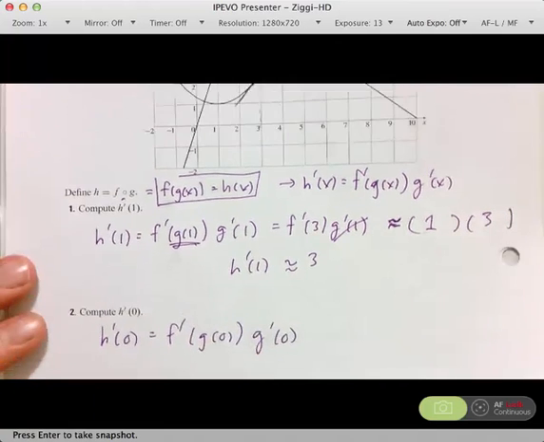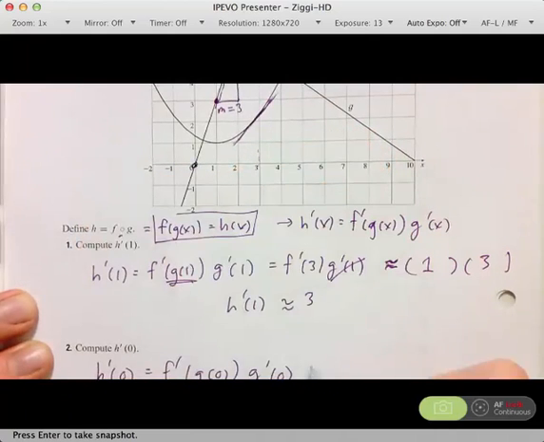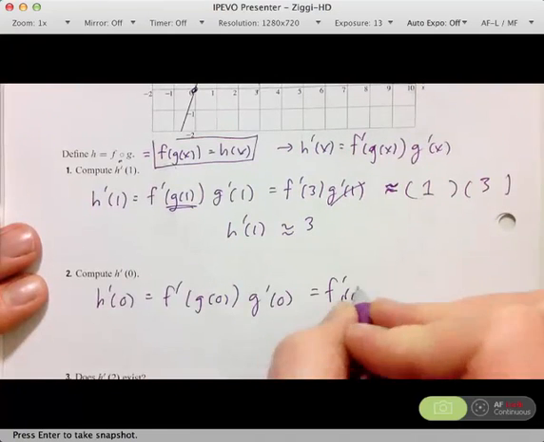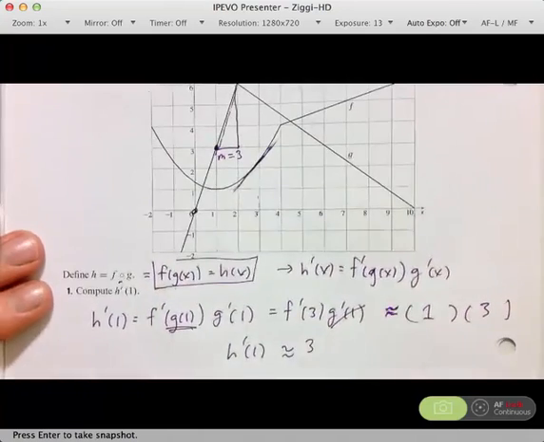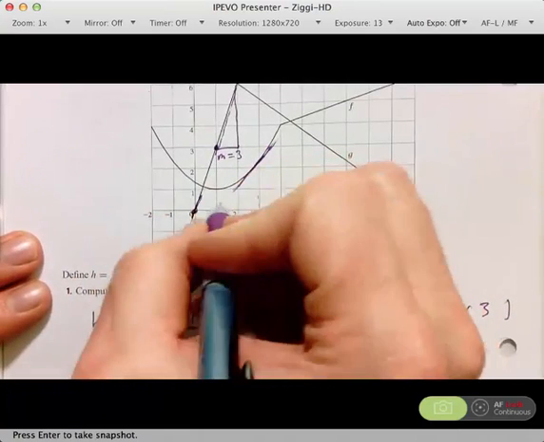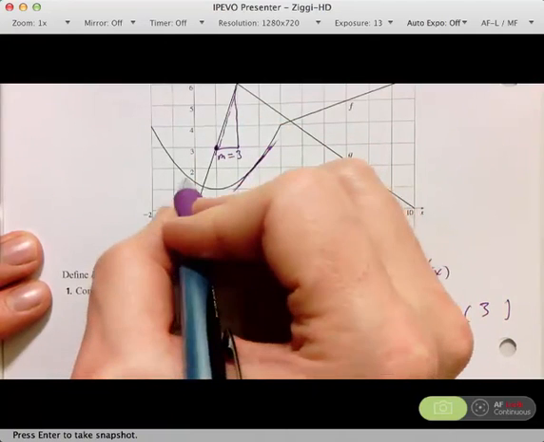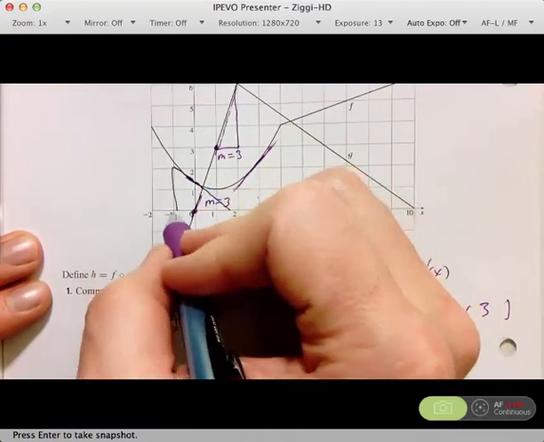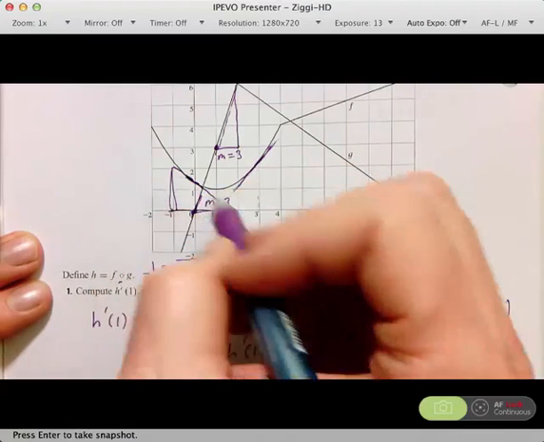Okay, let's get the g of 0 first. g of 0, according to our graph, is 0. So this is f prime at 0 times g prime at 0. So now I need to go to the graph above and get the two slopes at 0. Well, g prime at 0 is 3, just like it was up here. f prime at 0 would be the slope right there. And what is that? Well, maybe it's not quite as steep as -1.